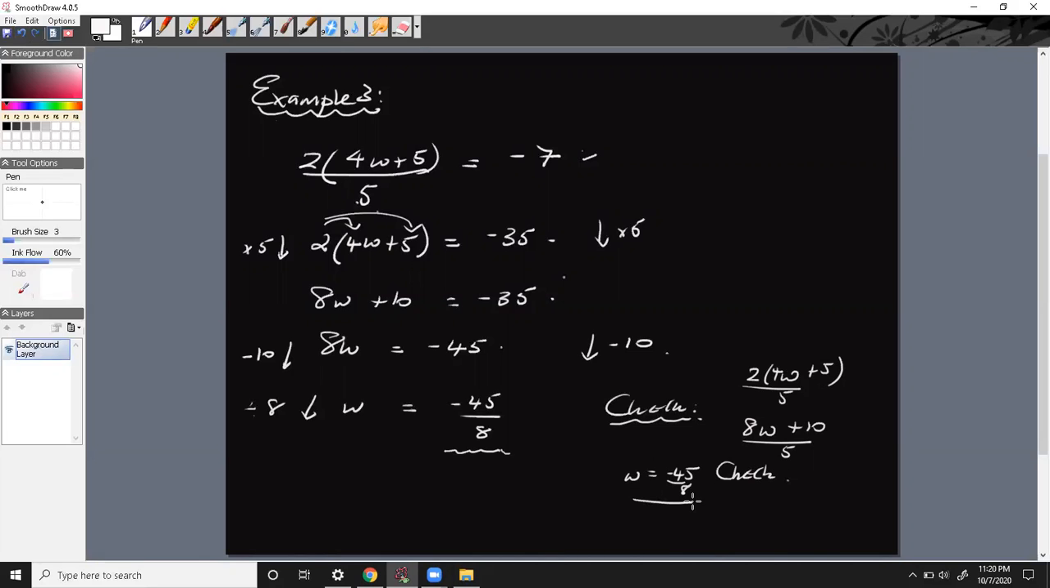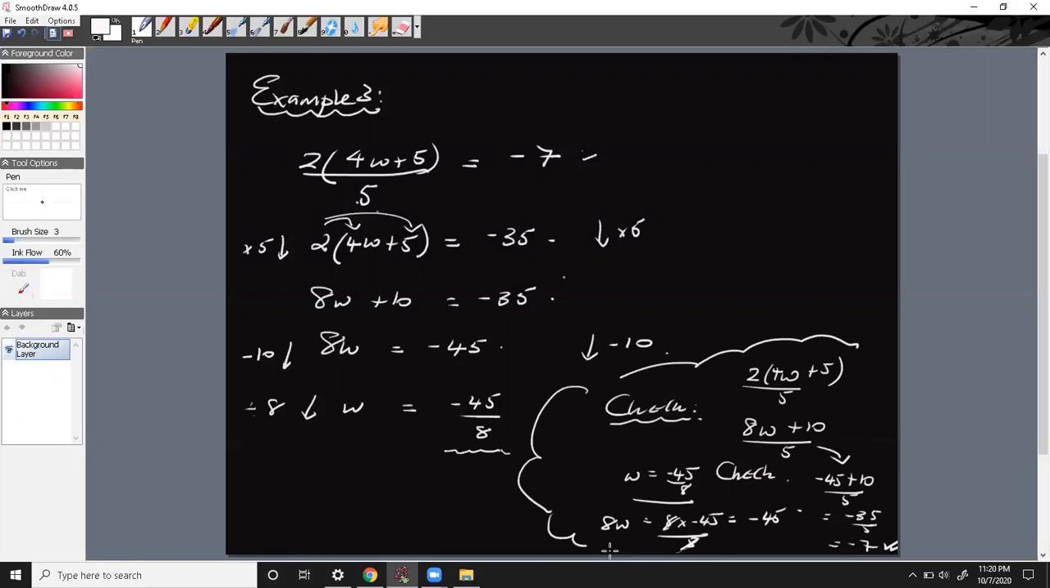Now if w is minus 45 over 8, 8w is 8 times minus 45 over 8. And the 8's just cancel out, so that's going to be minus 45. So from here, you've got minus 45 plus 10 over 5, which is minus 35 over 5, which is minus 7. So it does actually work out. It's not so easy to check the value of that one, but hopefully you can see how it can be done.